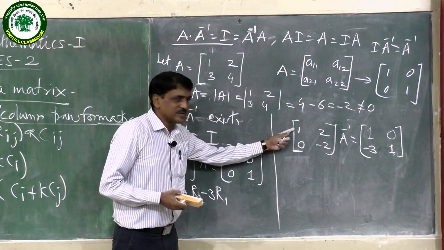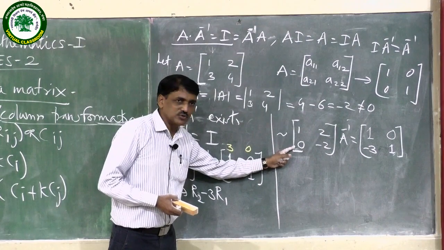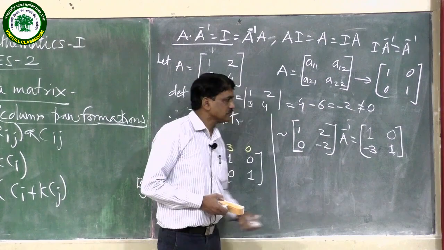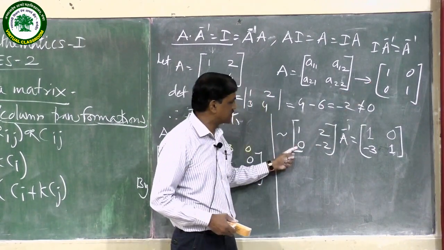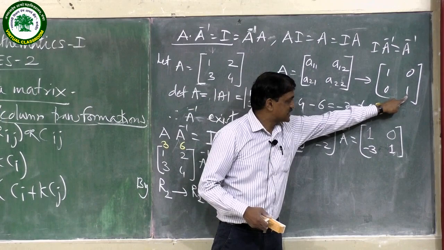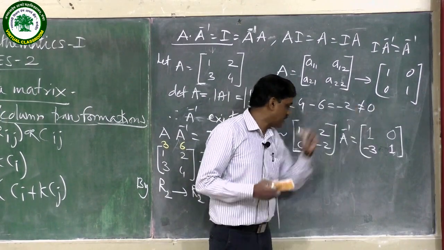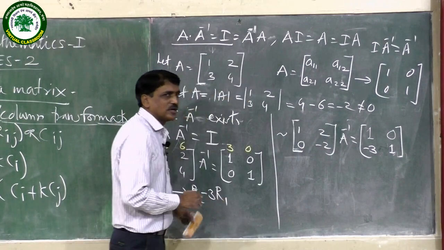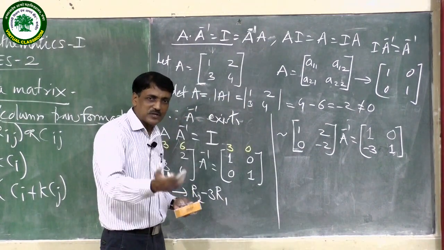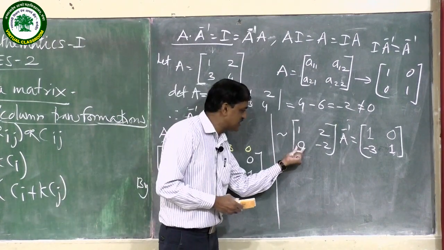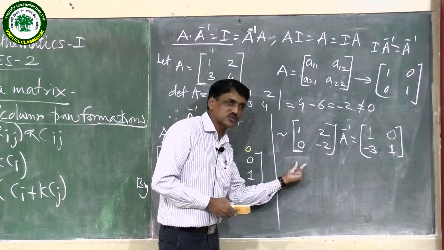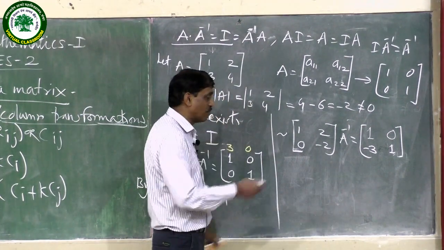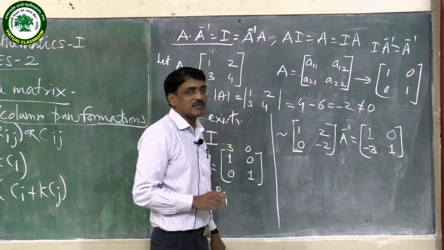Now the first element is 1, it is already there, and the second is 0. Now convert the element minus 2 into 1. So in the second row, how can we convert minus 2 into 1? We have to divide it by minus 2. Minus 2 upon minus 2 is 1, and the first element remains unchanged. So 0 upon minus 2 is 0. It remains as it is.